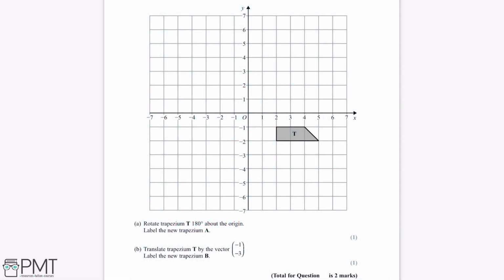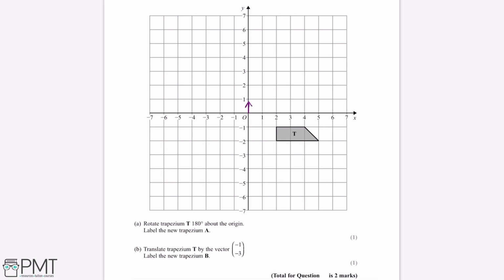Rotate trapezium T 180 degrees about the origin. Label the new trapezium A. So the easiest way to do this in an exam is by using tracing paper. So what you would do is place your tracing paper in this area here. Using a pencil, draw over the trapezium T. And you can also draw an arrow so you can see how many degrees you've rotated the paper.